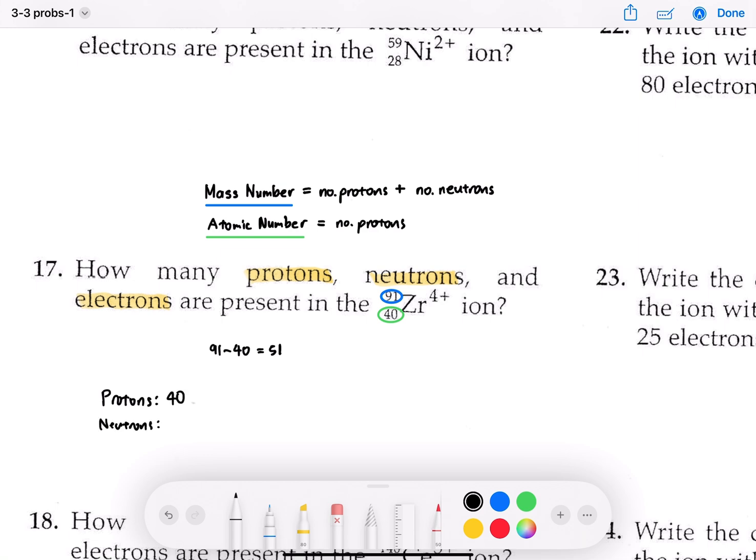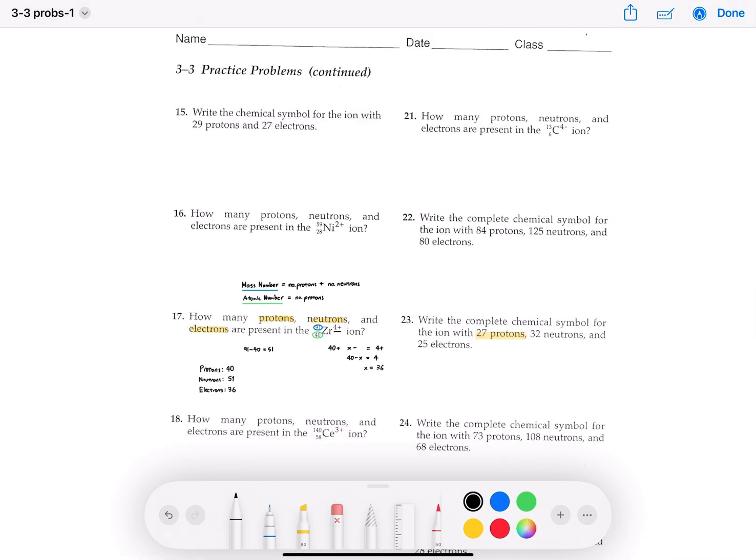That's just 51. And electrons, like I said before, are determined by how much charge difference there is. We know there are 40 protons, so 40 positive. There's some amount of negative electrons such that the sum is 4 plus, still 4 positive. So 40 minus x is 4, and x is 36. So there are 36 electrons. There's a deficiency of electrons, which means there are more protons.